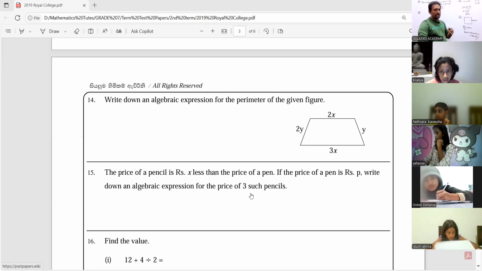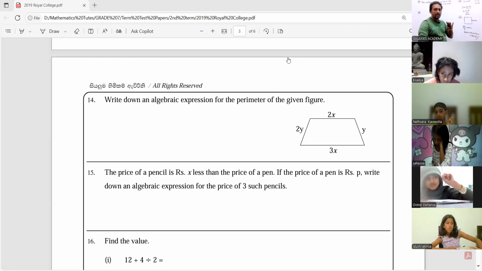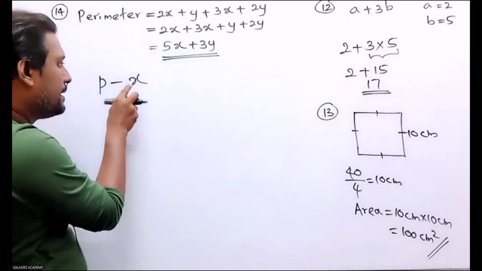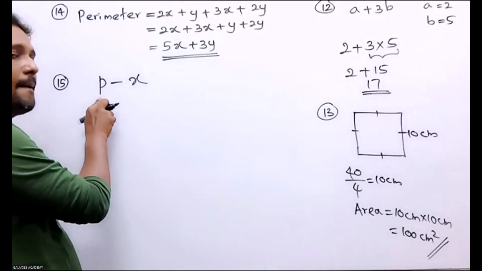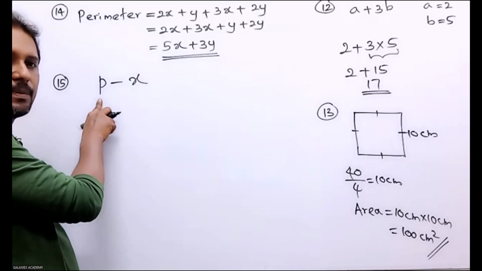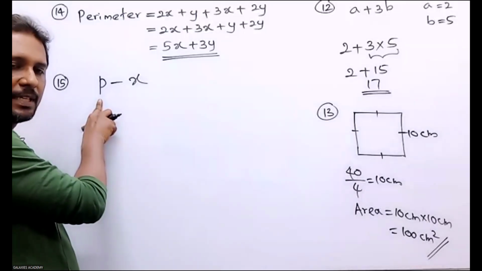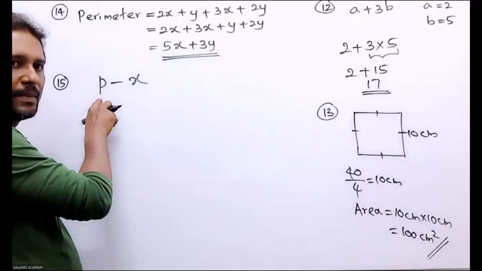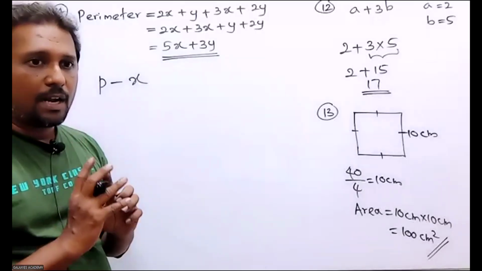X rupees less than the price of a pen. The price of a pen is P. So how can you write it? Less than means subtract, minus. P minus X. P minus X. X rupees less than the price of the pen. The price of the pen is P. Is it clear to everyone? Right. X less than P. This is the price of one pencil.